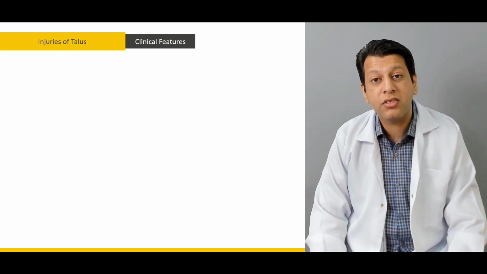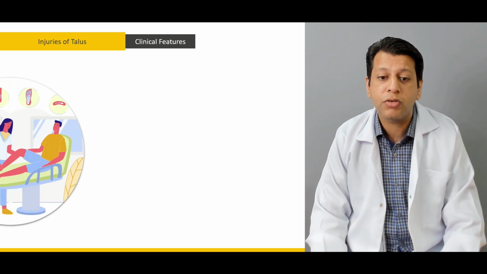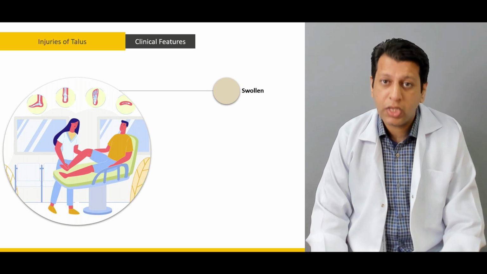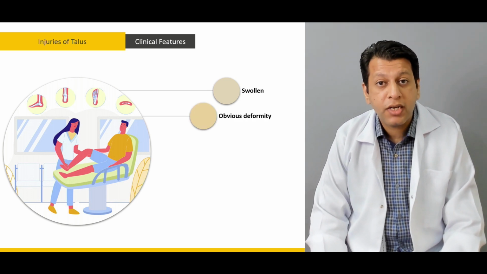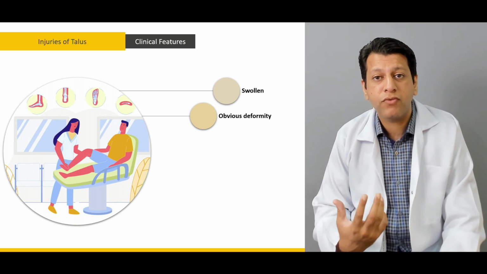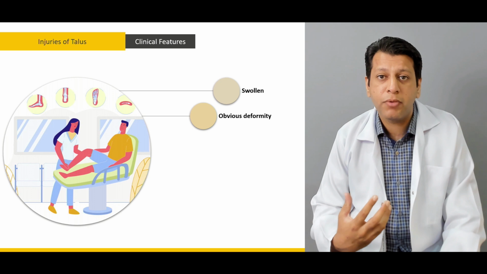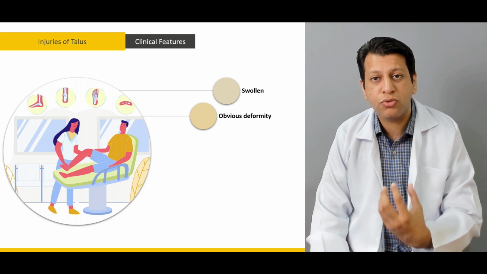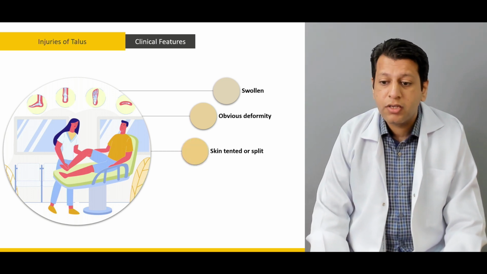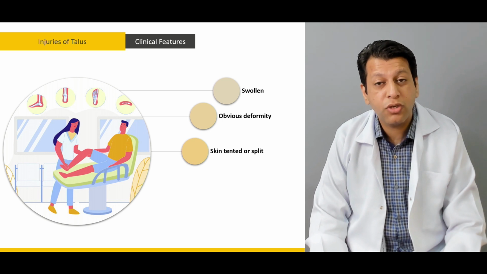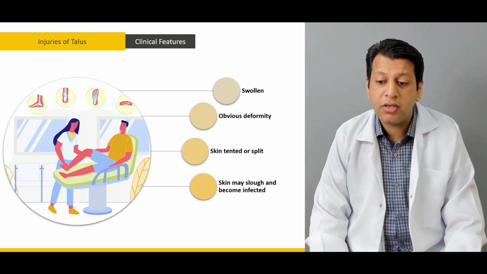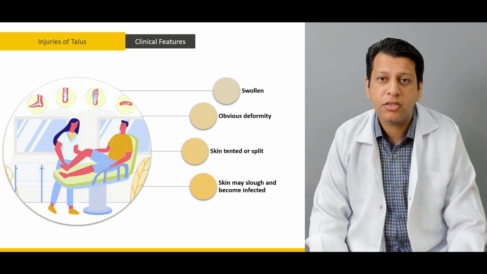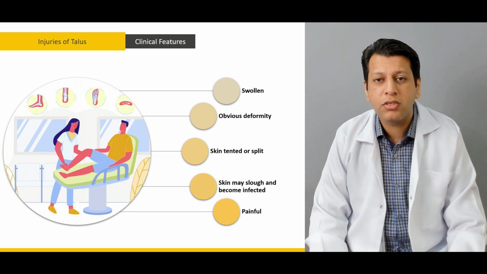Now coming to the clinical features, if it is specifically a talus fracture, what would it present like? The patient will have a swollen foot, especially massive swelling around the ankle joint. There will be an obvious deformity, either a dorsiflexed position, or a malformed malleoli, and it would look like some part of the talus has been extruded out of the talonavicular joint. The skin may be tented or split, and it may present as an open fracture as well. Skin may slough and become infected if it goes on over a long period of time, but usually in acute cases this is rare.